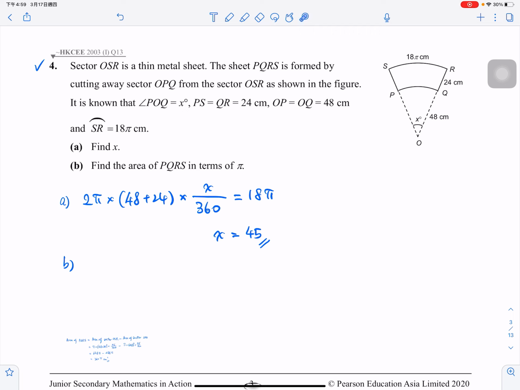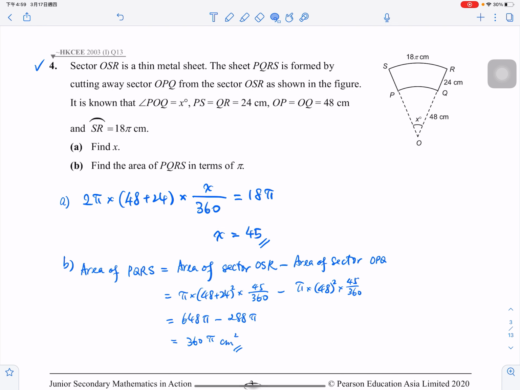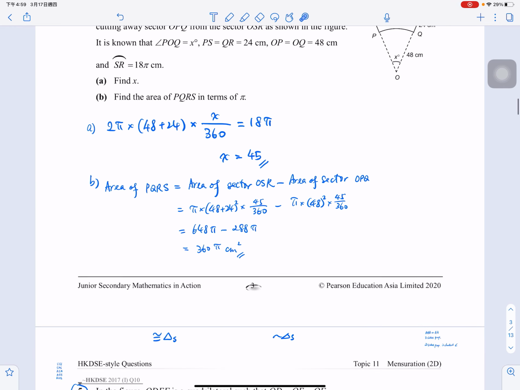Part B, find the area of PQRS, this one, okay? How to find it? The same as above, right? Bigger sector area minus smaller sector area. So you see, the bigger one, 48 plus 24 as the radius, take square, pi r squared, times 45 over 360. Here, the smaller one, 48 squared, and then times 45 over 360. So as a result, 360 pi cm squared. Clear? Okay.